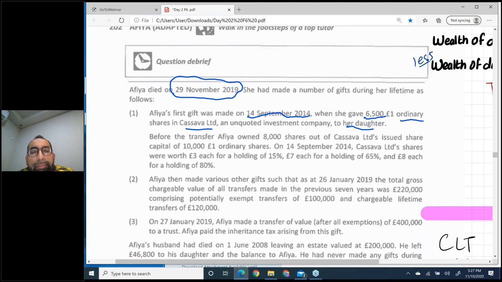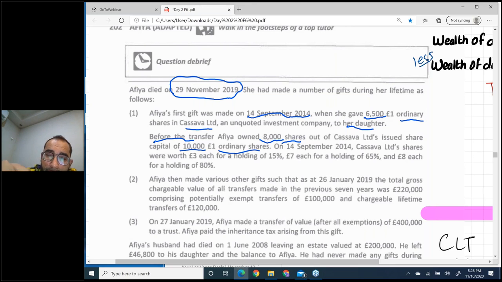Now sometimes in a question like this, you have to calculate the decrease in wealth of the donor. Sometimes they give it to you ready made, and sometimes you have to calculate it. Let's calculate. Before the transfer, Afia owned 8,000 shares out of Cassava Limited's 10,000 ordinary shares. There is no gift right now, so for the first line, wealth of donor before gift, we use 8,000 shares. 8,000 shares is 80% of 10,000, so her existing holding is 80%.